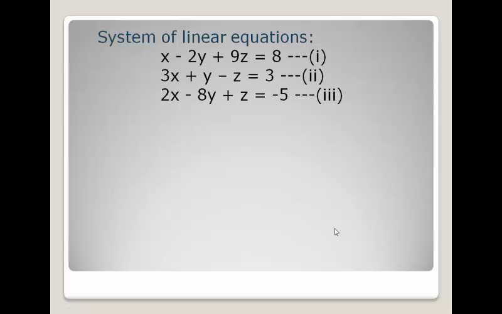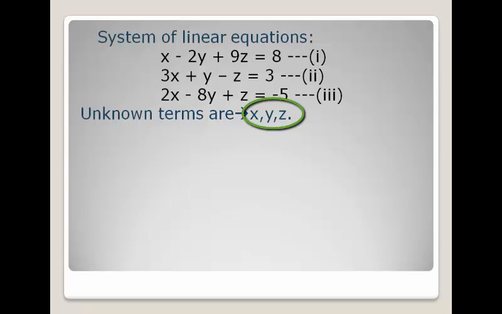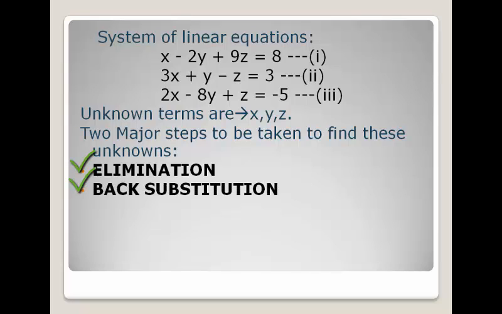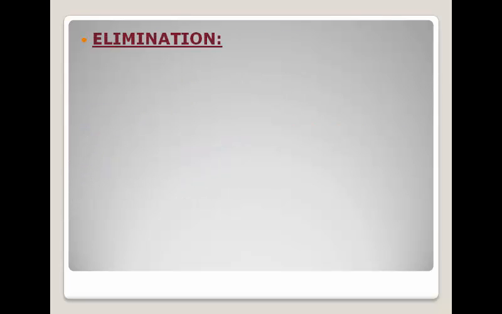Suppose this is a system of linear equations formed with 3 equations. Now, as you all can see, these 3 equations have 3 unknown terms, that is x, y and z. In Gauss Elimination Method, in order to find out these unknown variables, 2 major steps have to be taken. What are they? Firstly, it is elimination, and second, back substitution. So let's start with elimination.